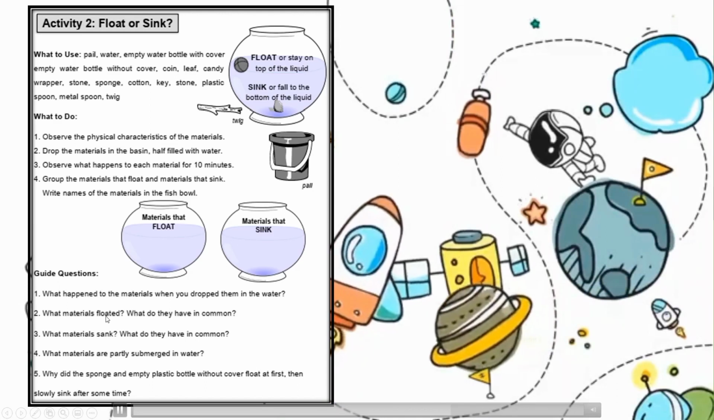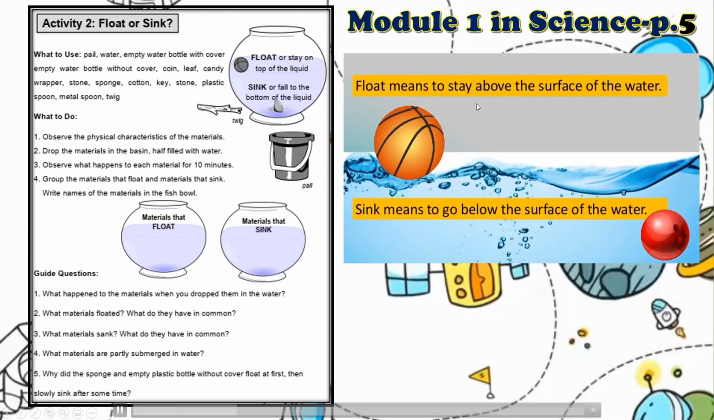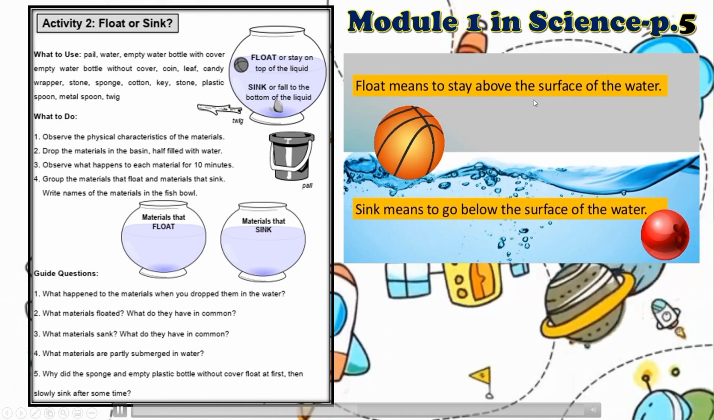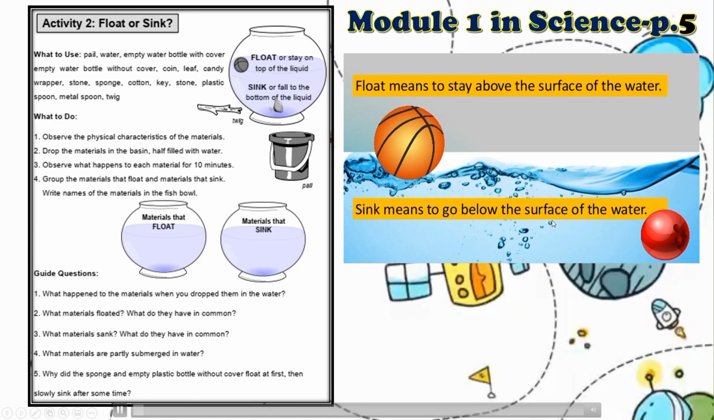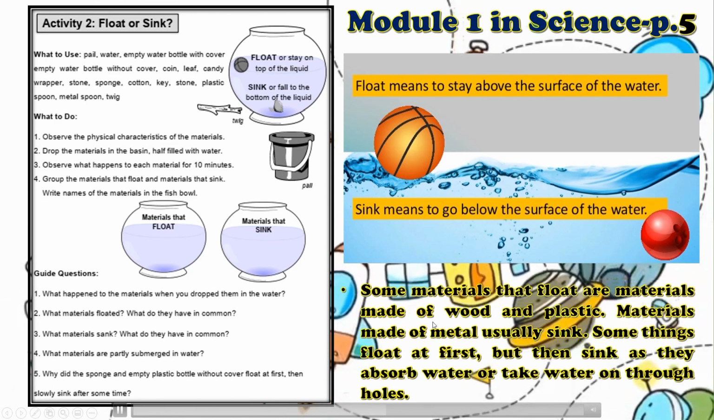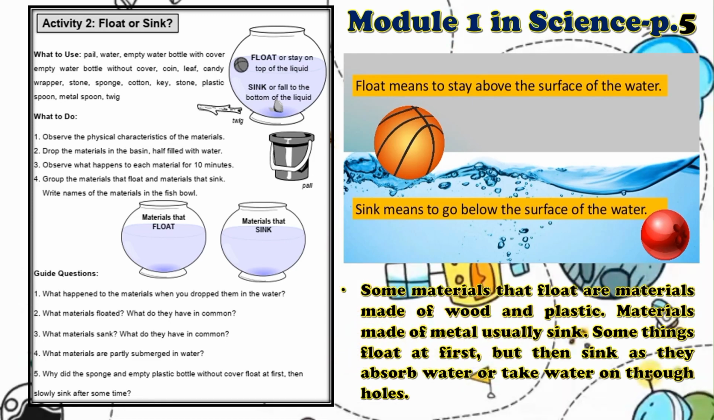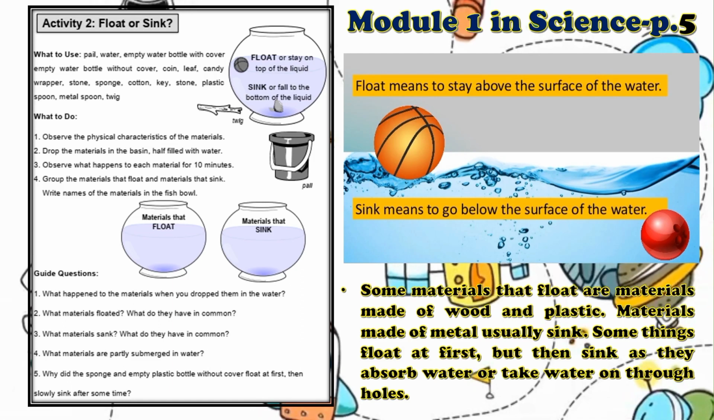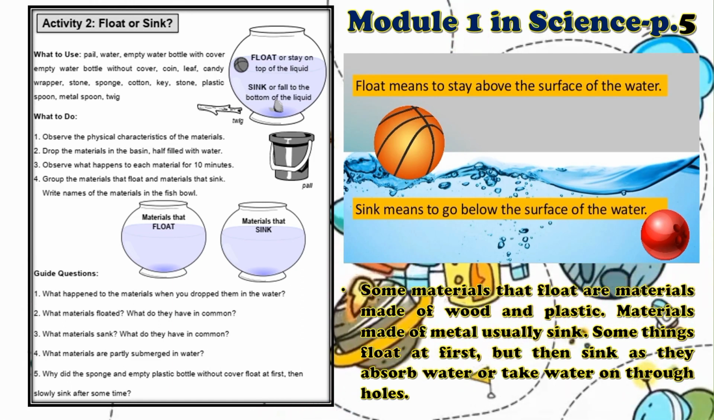What does float and sink mean? Float means to stay above the surface of the water, and sink means to go below the surface of water. Some materials float and some materials sink. Some materials that float are materials made of wood and plastic. Materials made of metal usually sink.